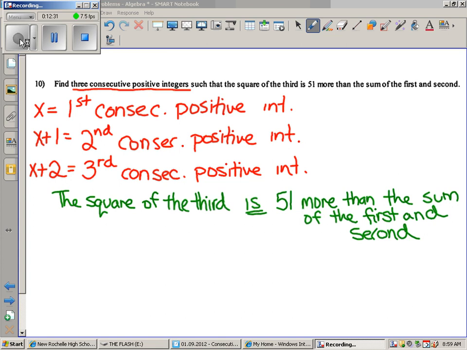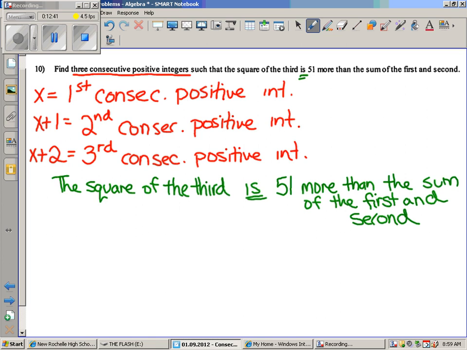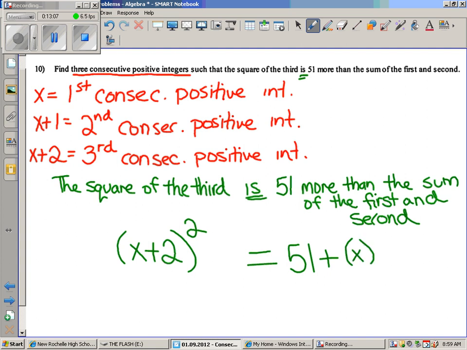Anytime you see the word is, what is that in a symbolic mathematical term? Equal to. So where you see that is, that's the equal sign. Drop it down. The square of the third. Well, that's easy. That's just x plus 2 squared. The square of the third is 51. Is the equal sign. What does the word more mean in math? Plus. 51 more than the sum of the first and the second.